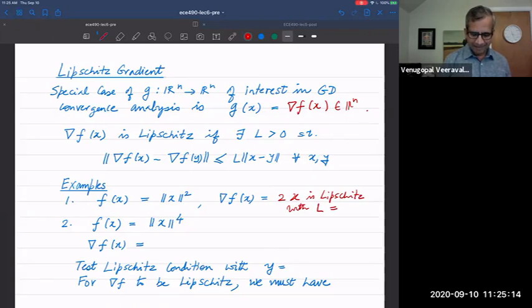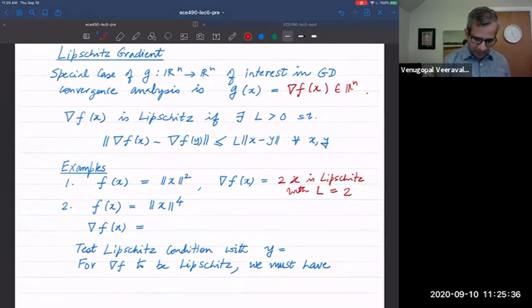Anyone? Come on, guys, somebody needs to speak up. No? 2, right? It's obviously 2, because it's basically true with equality for x, y.